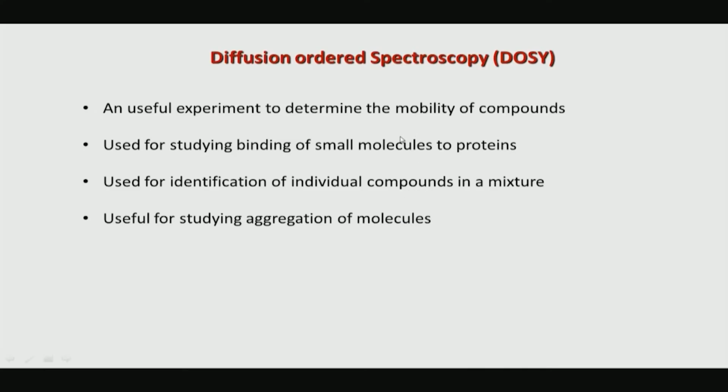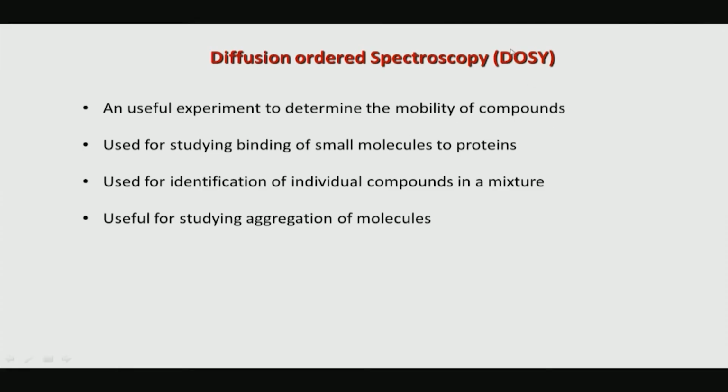The next topic is what is called diffusion ordered spectroscopy, or in short DOSY. DOSY is a very standard and useful technique used in analytical chemical research for characterizing different compounds, and a few of the applications are listed here. Typically we measure diffusion if we want to characterize the mobility of compounds. What is mobility? We are now talking about translational mobility, not rotational. Rotational diffusion is another type of diffusion, and translational diffusion is another type.